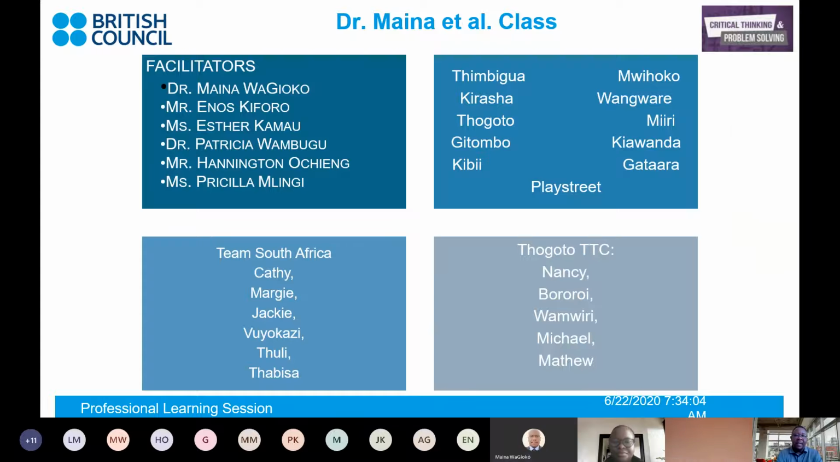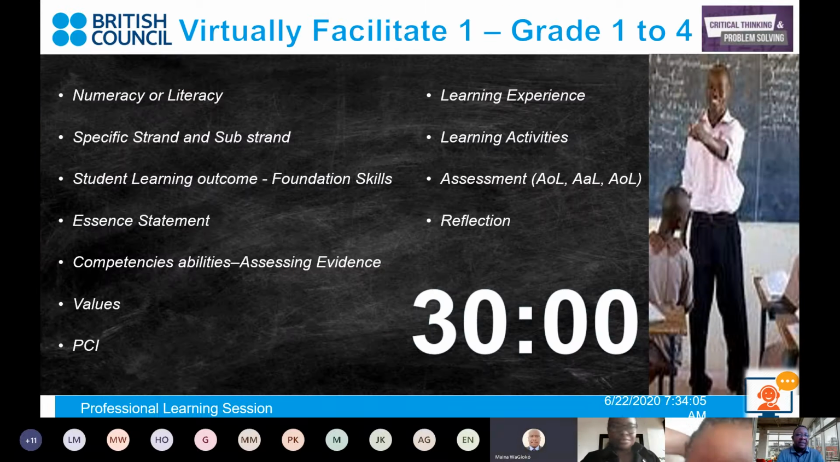And the lesson should be CBC compliant, such that we will have specific strands and sub-strands being presented. We shall have the student learning outcomes, and these are the foundational skills. We'll expect to see the essence statement in that lesson. We will also be looking out for competencies and abilities, and this is where we will be focusing on what we have learned today, that is assessing evidence. We also expect to see values. We expect to see pertinent contemporary issues, but most importantly in the lesson, we are going to look out for learning experiences and the learning activities, okay?